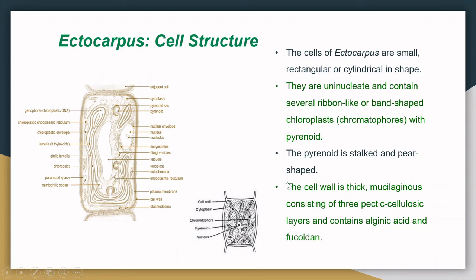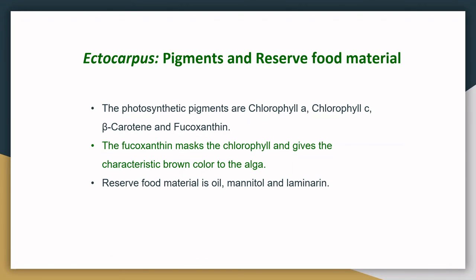The cell wall is thick, mucilaginous and consists of 3 pectic cellulosic layers. And remember that the cell wall also contains alginic acid and fucoidan. The photosynthetic pigments present in the plastids of Ectocarpus are chlorophyll a, chlorophyll c, beta carotene and fucoxanthin. And fucoxanthin is the brown pigment that masks the color of the chlorophyll, and it gives the characteristic brown color to the alga, and hence sometimes the chloroplasts or plastids in Ectocarpus are referred to as chromatophores. The reserve food material in Ectocarpus is not starch, it is oil, mannitol and laminarin.